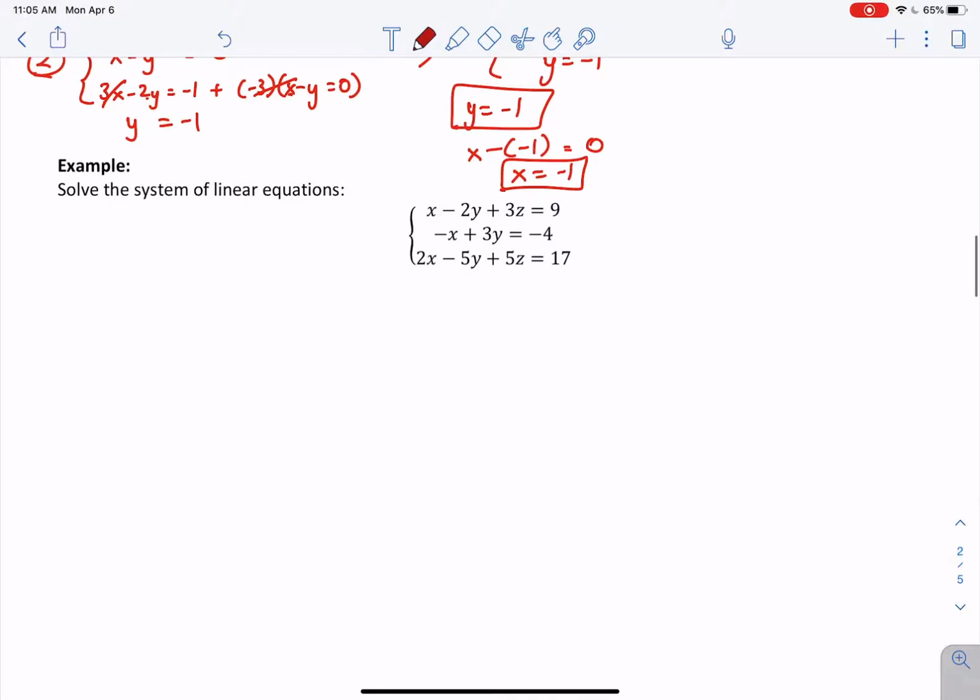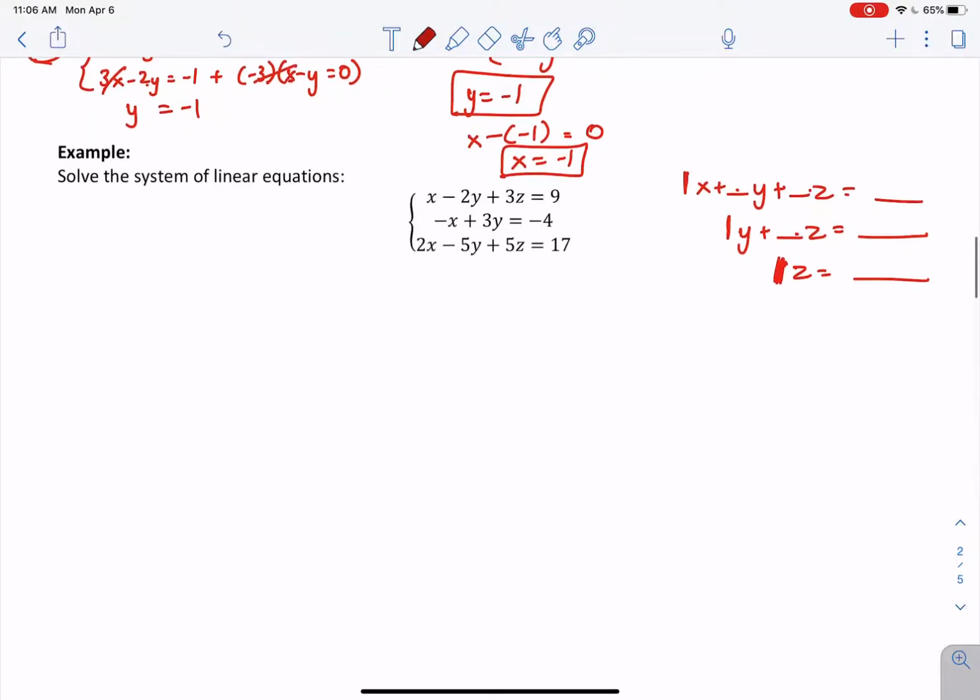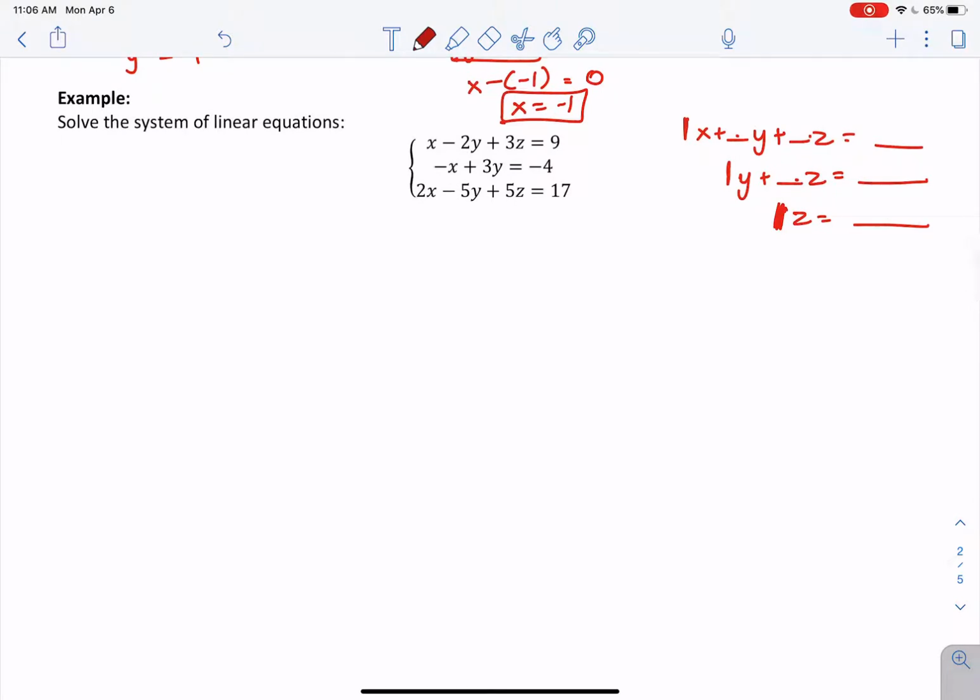In this one, we want x plus something y plus something z equals something. Then we want y plus something z equals something. And then we want z equals something. So in each of these, we want 1 in front of x, y, and z in each row, and then there can be other numbers over there. So first thing, we already have a 1 in front of x here, so we don't have to do anything to that first row. We're going to leave that as it is.